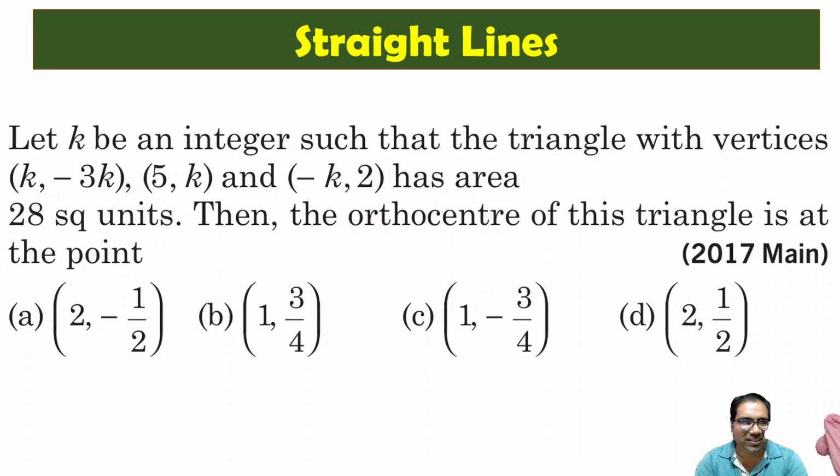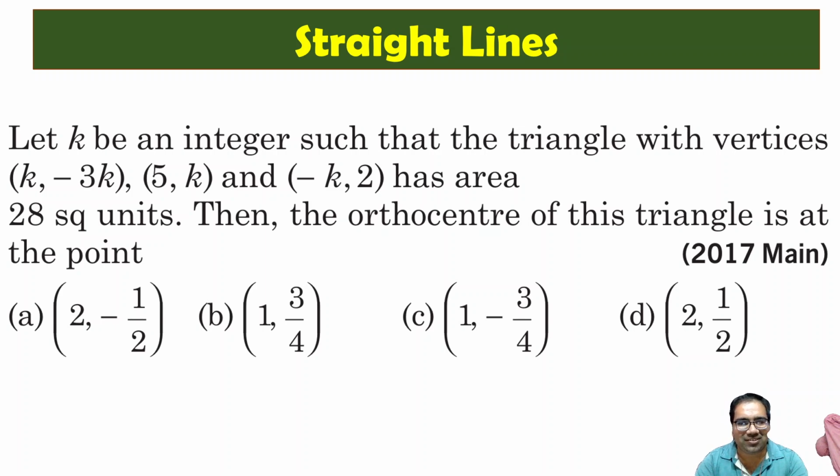We are given three vertices of a triangle. But in all these three vertices, there is an integer k. (k, -3k) is one vertex, (5, k) is another vertex, (-k, 2) is the third vertex. Now the area of this triangle is equal to 28 square units. Then what is the orthocenter of this triangle?